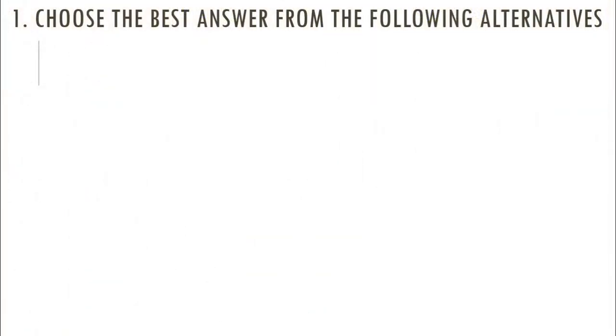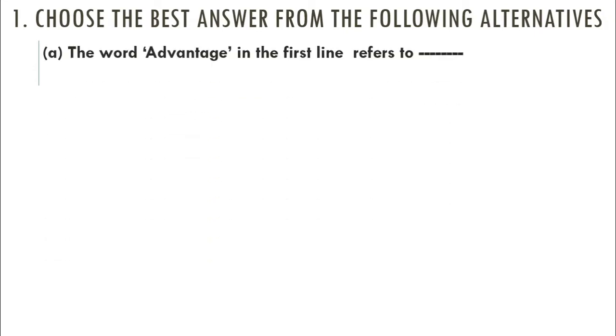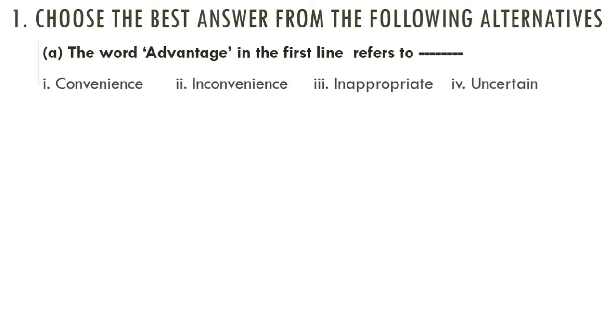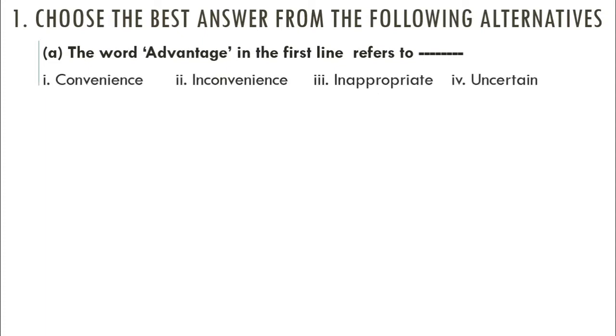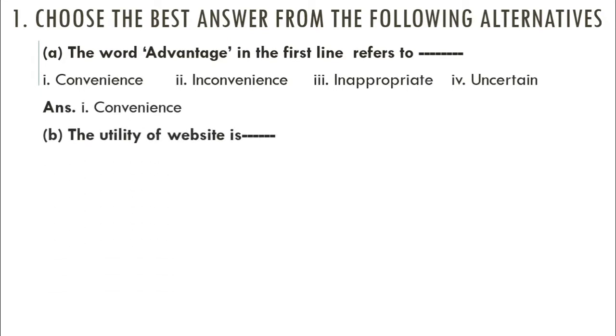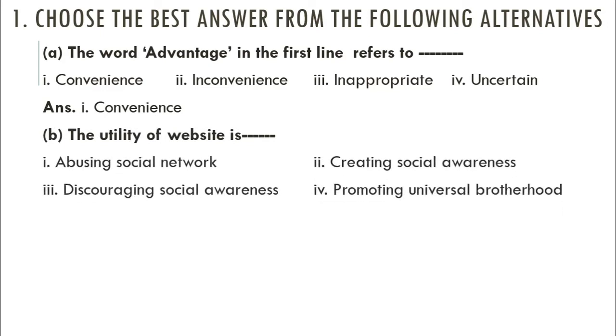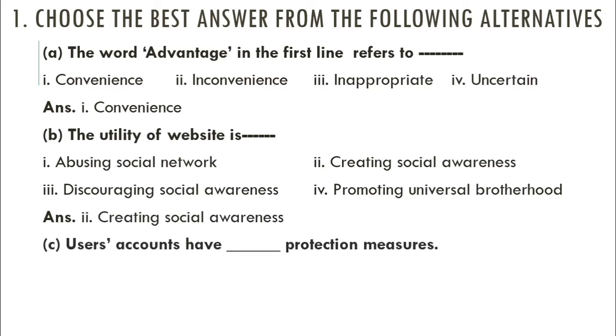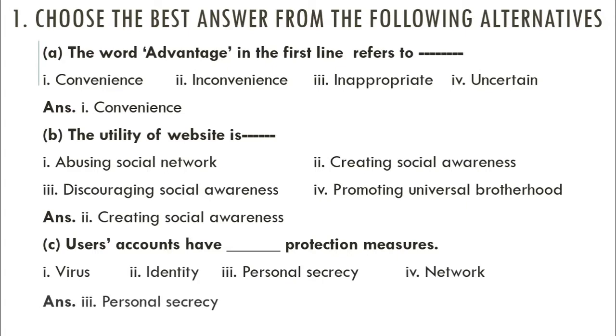Here we have multiple choice questions. We should pick the most appropriate one. Alright. Number A. The word advantage in the first line refers to: convenience, inconvenience, inappropriate, or uncertain. The most appropriate answer is convenience. The utility of website is: abusing social network, creating social awareness, discouraging social awareness, or promoting universal brotherhood. The correct answer is creating social awareness. Users' accounts have dash protection measures: virus, identity, personal secrecy, or network. The correct answer is personal secrecy.